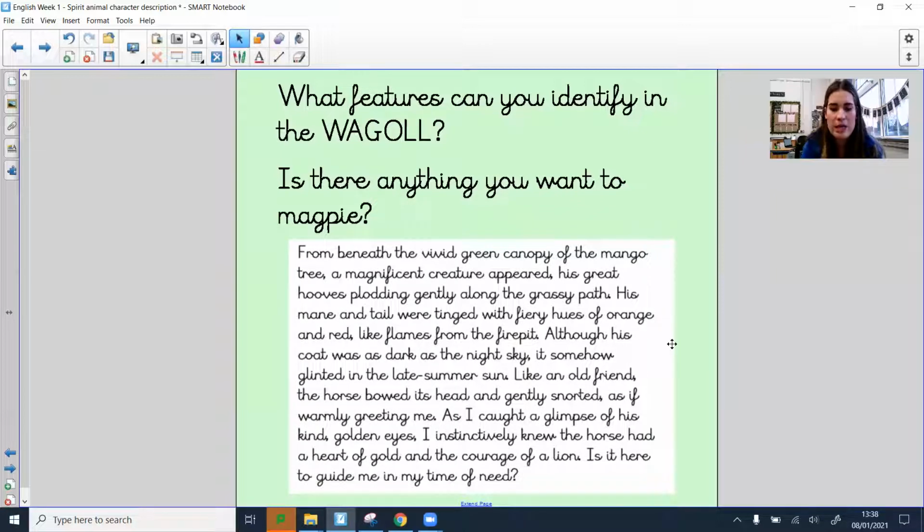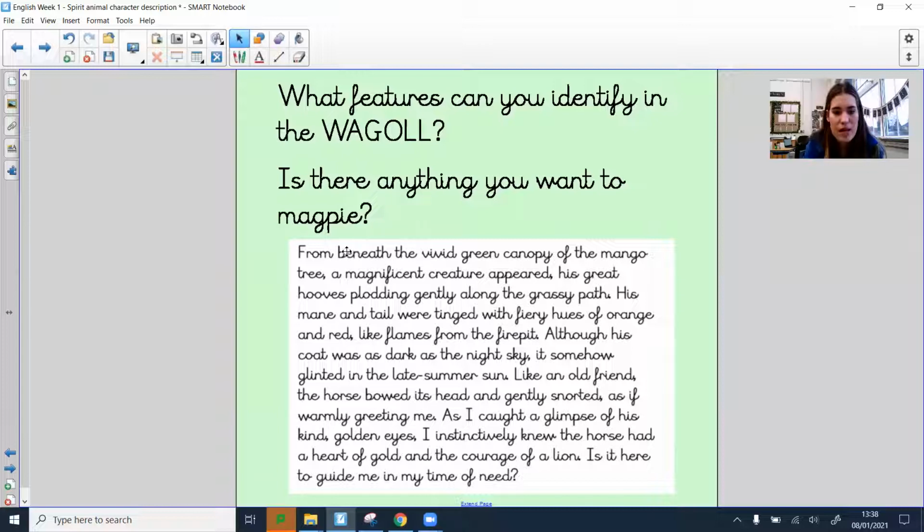I'm going to give you a bit of time to have a look at our waggle. And when you are looking at our waggle, I want you to see which features you can identify. Okay, so there might be grammar features. It might be similes and metaphors. It might be adjectives, descriptive language. Okay, have a look through our waggle and see what you can see.